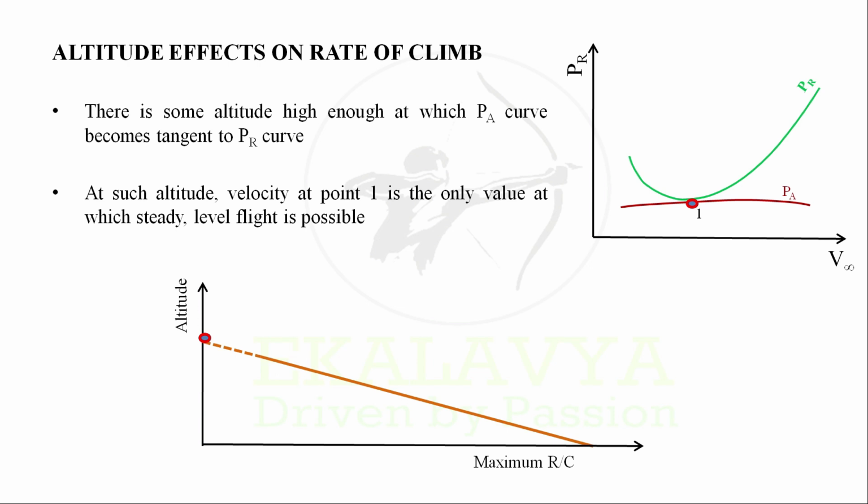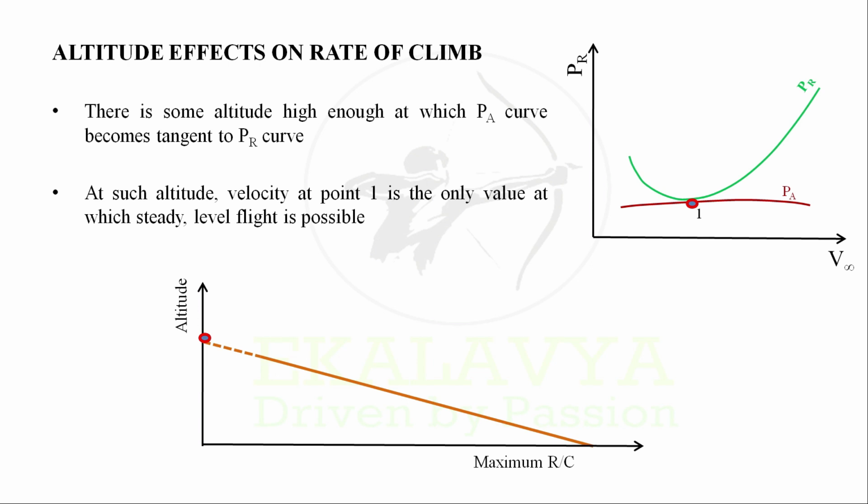At point 1, excess power is equal to 0. Since power available is equal to power required, excess power, which is denoted by power available minus power required, will be 0 since both are the same.